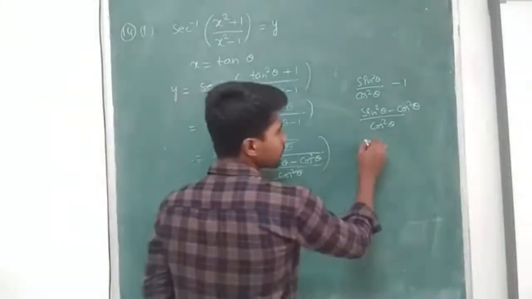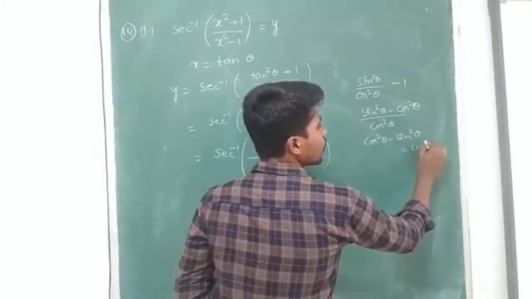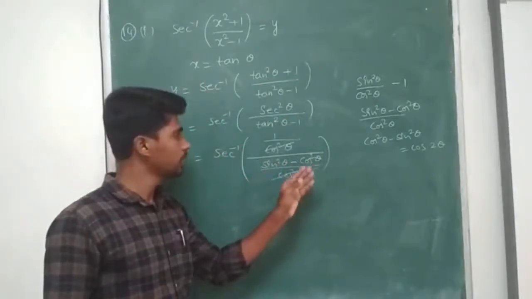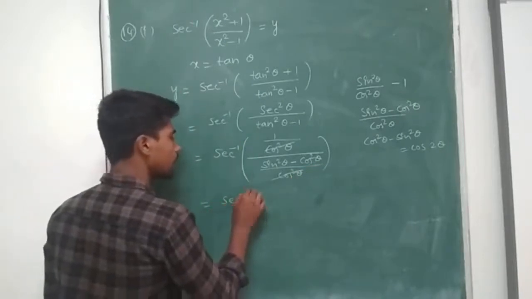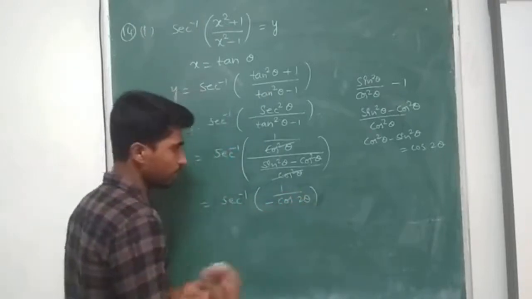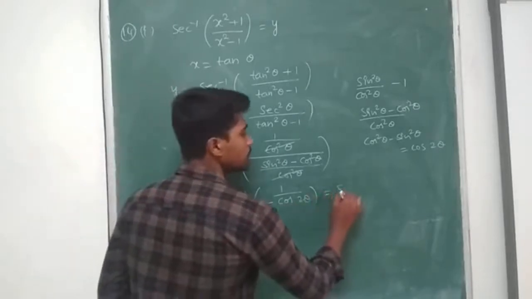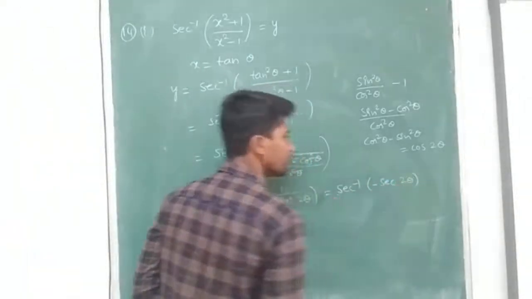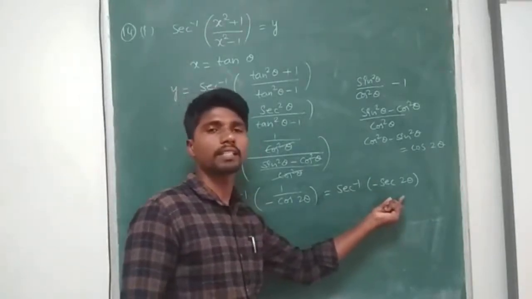So we have cos square theta minus sin square theta as cos 2 theta, and here I have sin square theta minus cos square theta, so it can be written as minus cos 2 theta. I replace it, then I get secant inverse of 1 by minus cos 2 theta. This can be written as secant inverse of minus secant 2 theta. Secant inverse of minus secant theta.